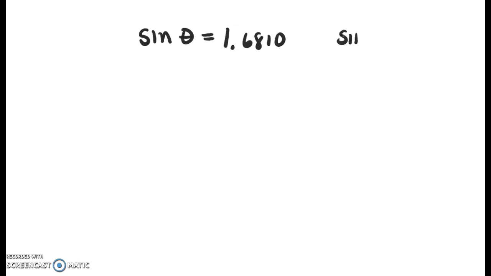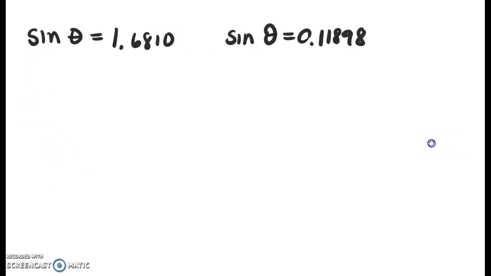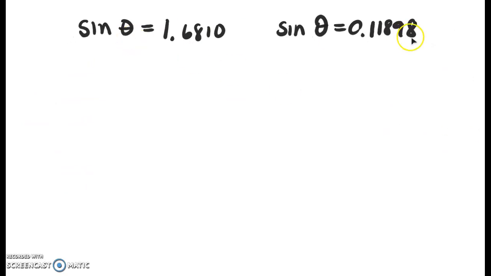So they mean that I have gotten the value of sine. So this is telling me that sine of theta is equal to 1.6810, and sine of theta is equal to 0.11898. And yes, I shouldn't really round here. I'm going to keep it as long as I can. I did round a little bit.